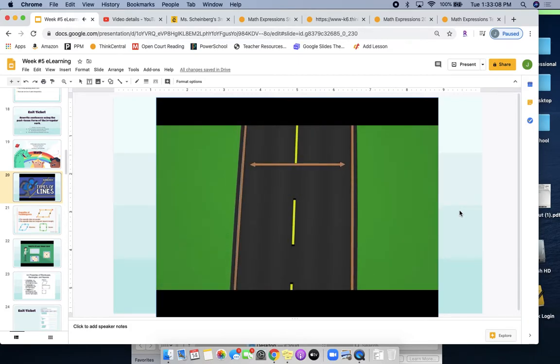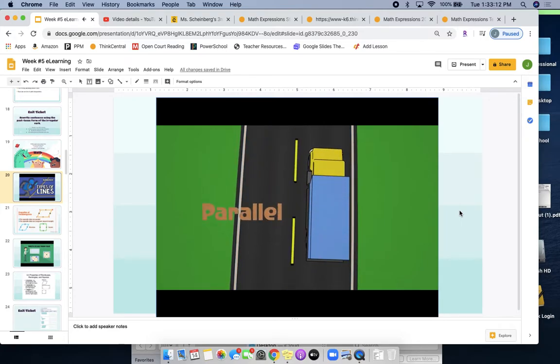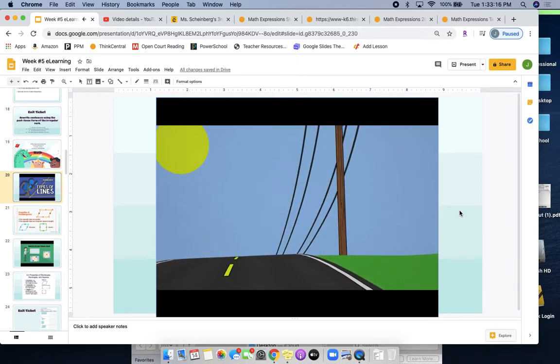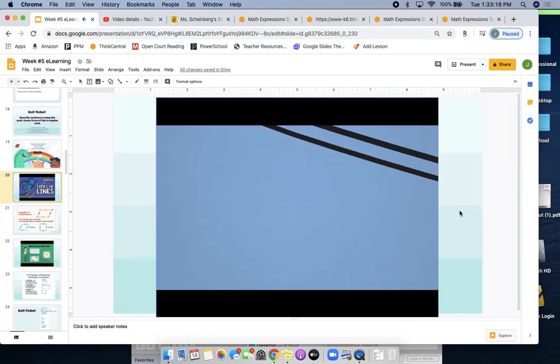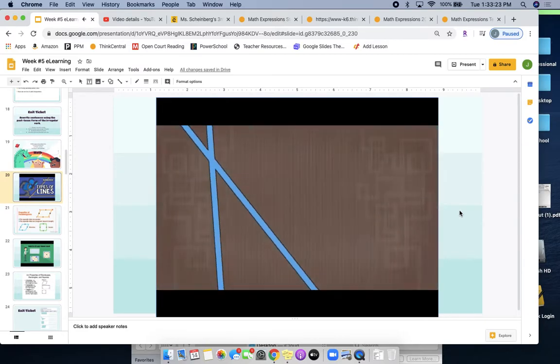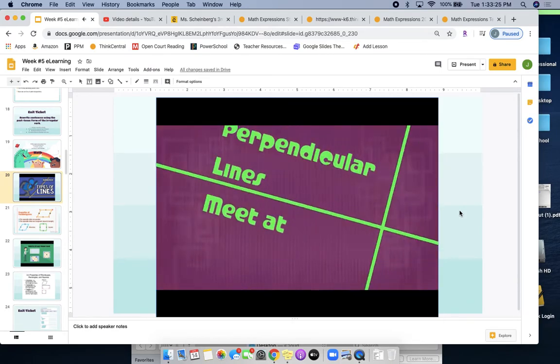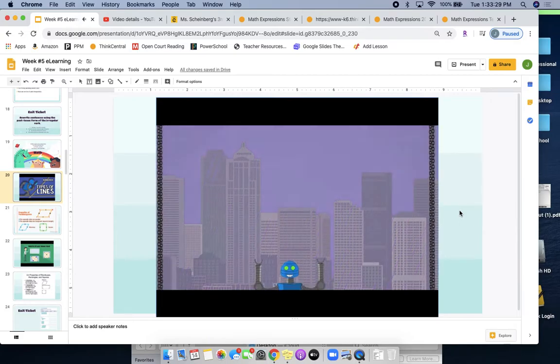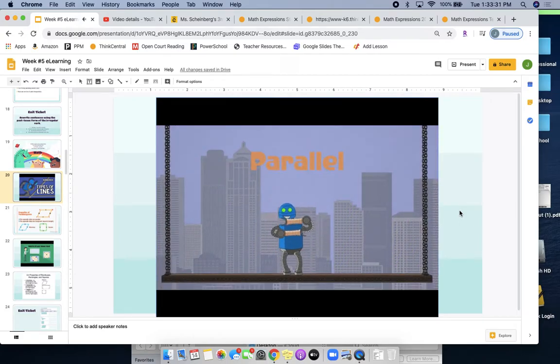When two lines will never touch, then you can tell that those two lines are parallel. Like these telephone wires up above the street. Parallel lines will never meet. Parallel lines never meet. Intersecting lines make these. Perpendicular lines meet at 90 degrees. Put your hands in the air with me. Parallel, intersecting, perpendicular, they're rectangular.